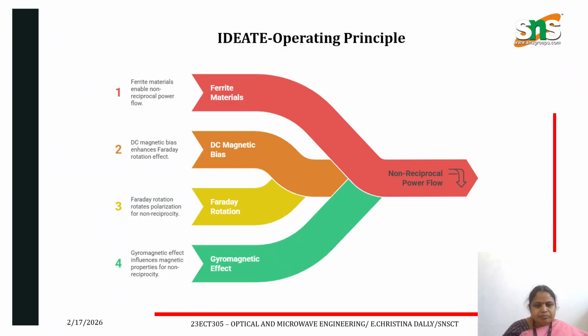What law does it obey? It obeys Faraday's rotation. The magnetic bias enhances the Faraday's rotation. If we use this Faraday rotation, how does it rotate the polarization and how is it influenced by the non-reciprocity?